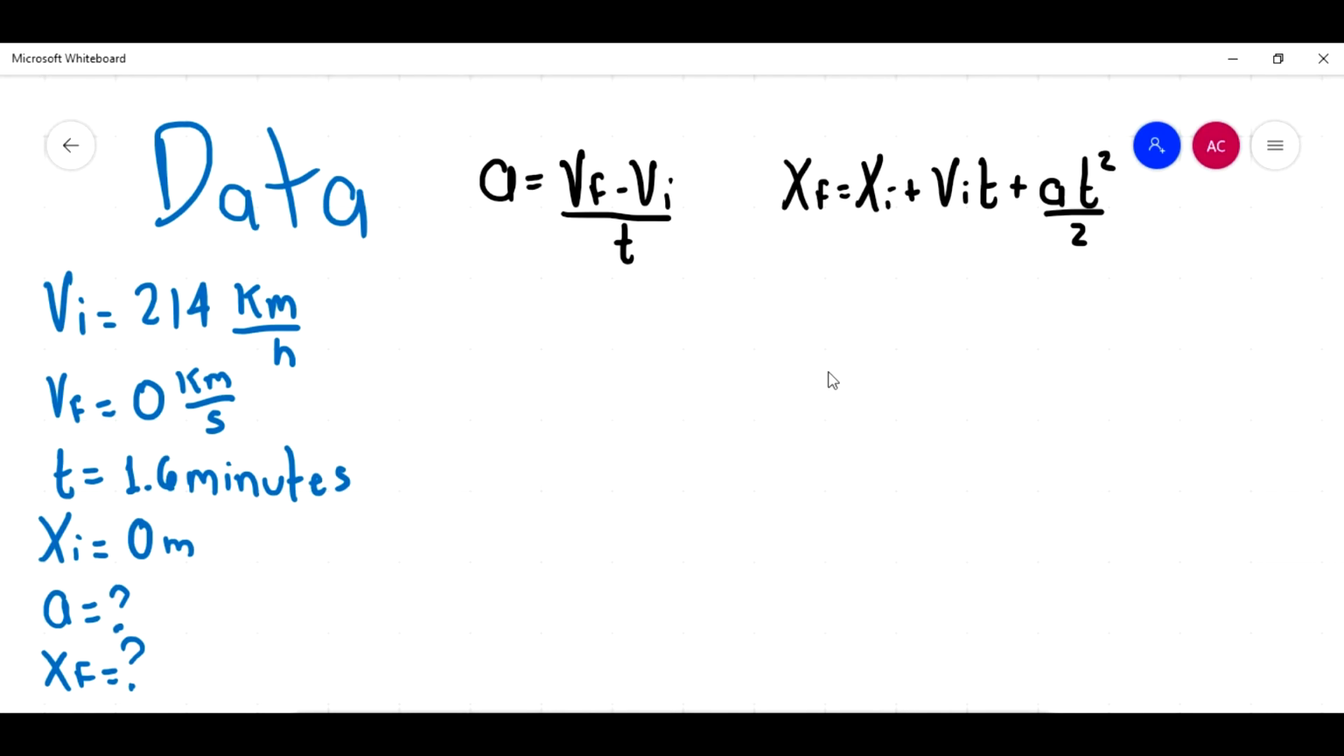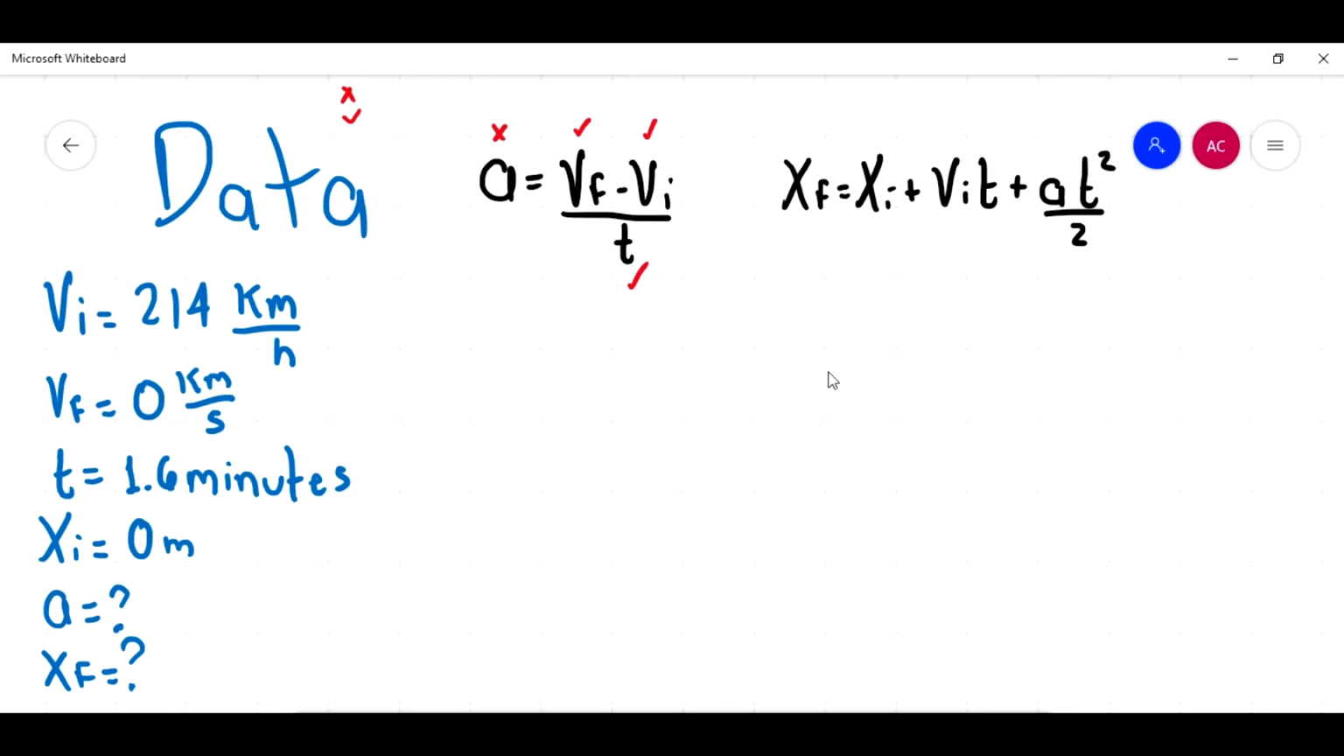Okay, so the next thing that I'm gonna do, I'm going to cross and check mark all the things that I have and I don't have. So for example, in this equation, do I have acceleration? No, I don't have acceleration because I need to find it. Final velocity? Yes, I have it. Initial velocity? Yes, I have it. And do I have time? Yes.